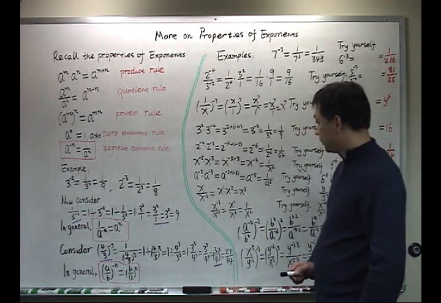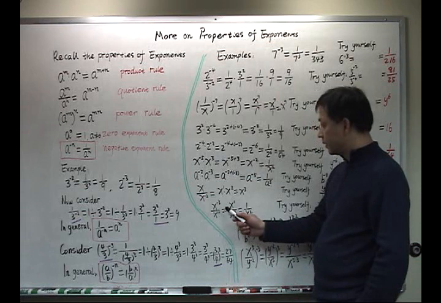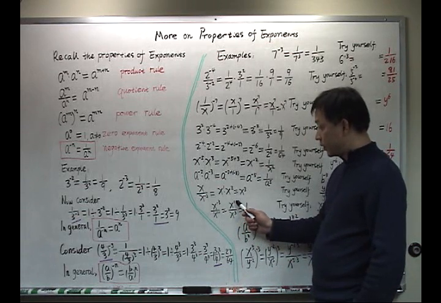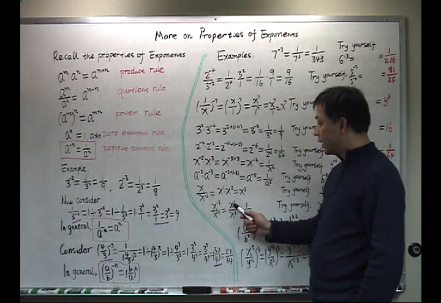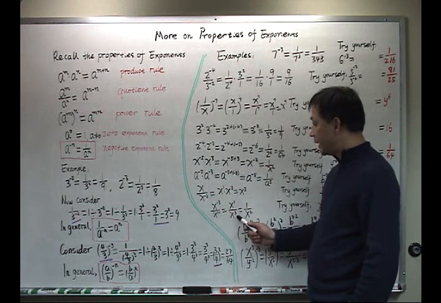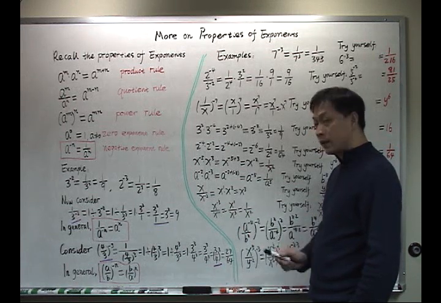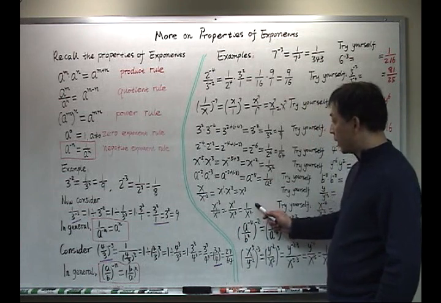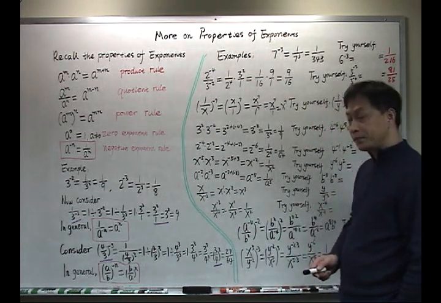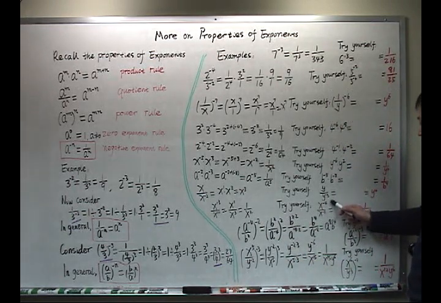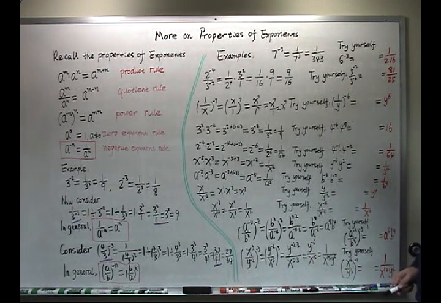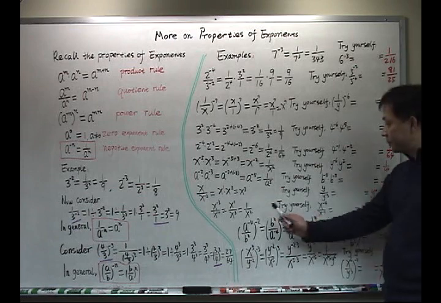Now, x to the first over x cubed, you have 1 x upstairs, 3 x's downstairs, so you cancel 1 x. Then you have 1 over x squared. Now, try this one yourself. The final answer is 1 over x squared. Similar reason.